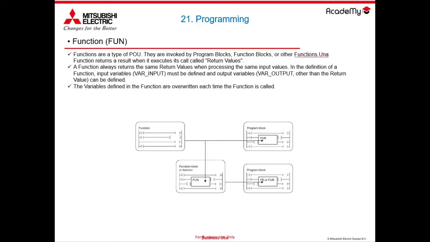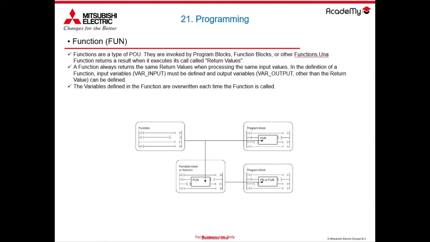Okay, let's talk about functions. Functions are called from program blocks, from function blocks, or from other functions. A function returns a result upon execution of its call, called return value. A function always returns the same return value when processing the same input values. The variables defined in the function are overwritten each time the function is called. In fact, the main concept that distinguishes a function from a function block is that the function has no memory.